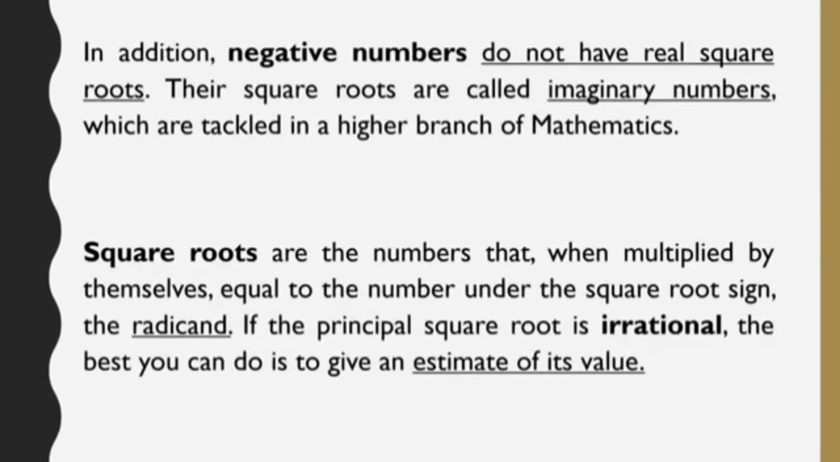In addition, negative numbers do not have real square roots. Their square roots are called imaginary numbers which are tackled in higher branches of mathematics. So square roots are the numbers that, when multiplied by themselves, equal the number under the square root sign, which is called the radicand. If the principal square root is irrational, the best you can do is to give an estimate of its value.